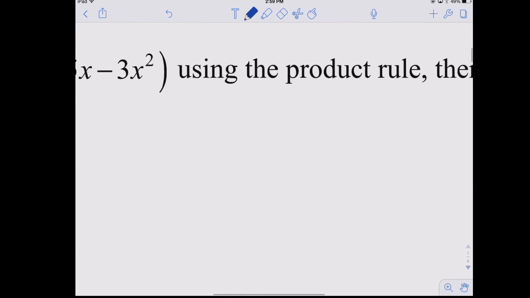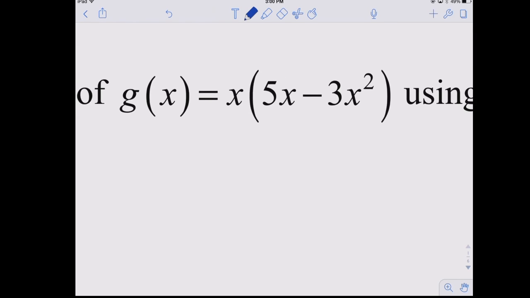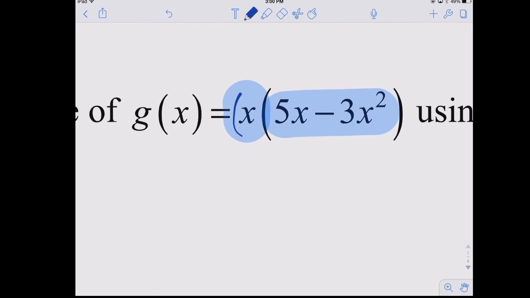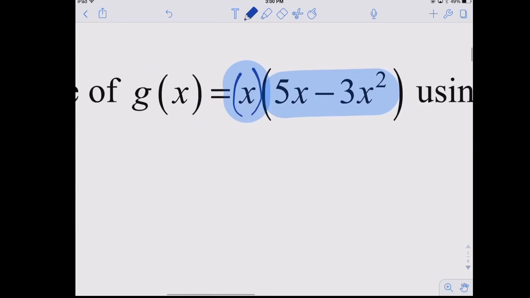All right, let's try example 1. It says using the product rule. So when I walk up to g of x, I'm taking inventory of the problem. I see I have an x, that's a variable function, times the 5x minus 3x squared. That's another variable function. And those are being multiplied. What I like to do personally is add grouping symbols around my factors because it helps me see something times something. Here we go with the product rule, as the instructions stated.